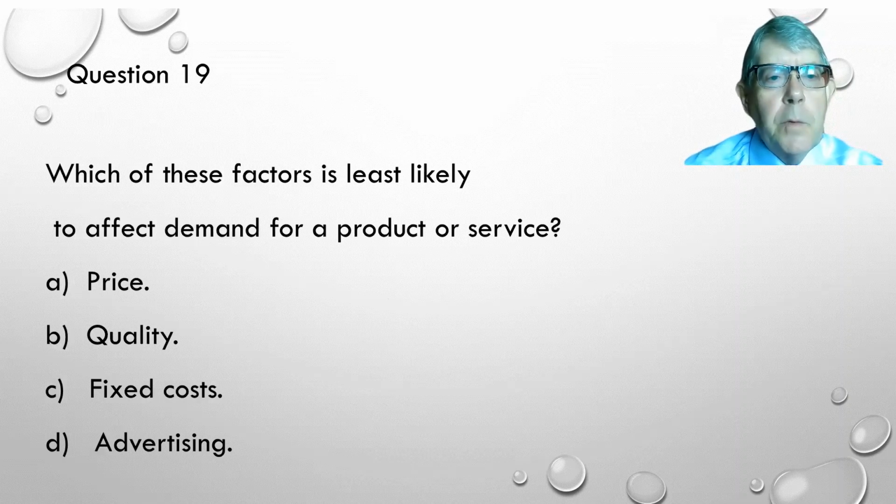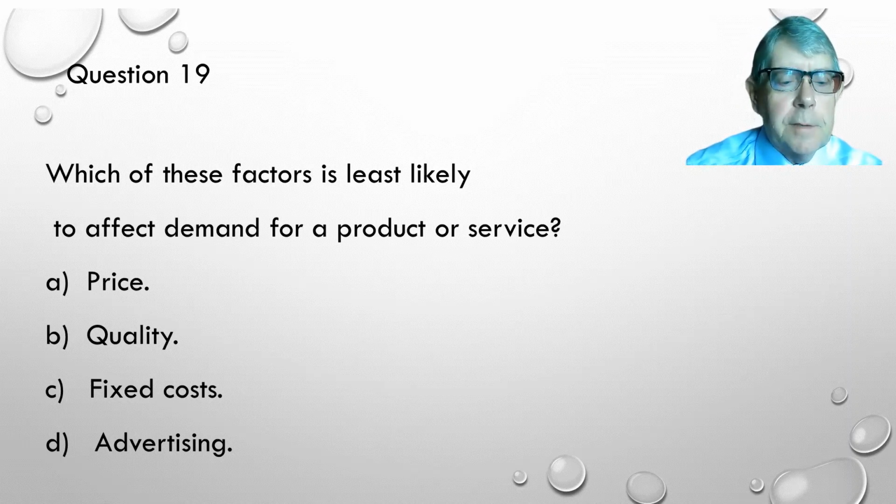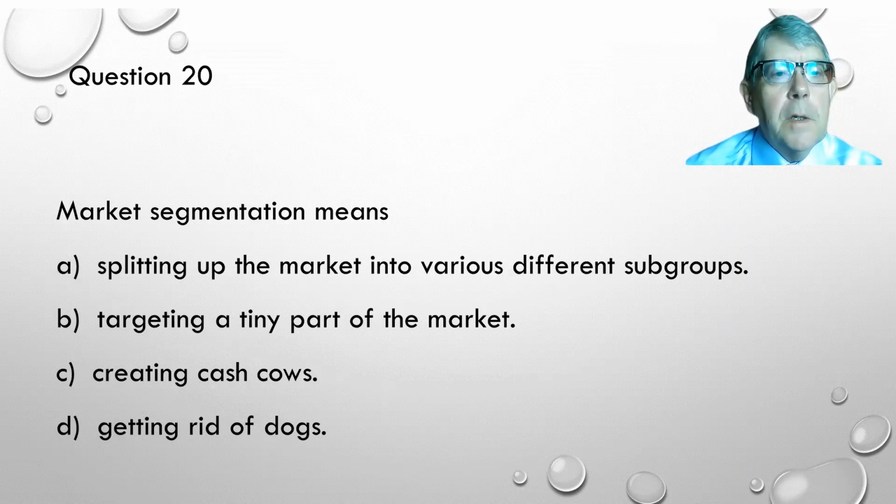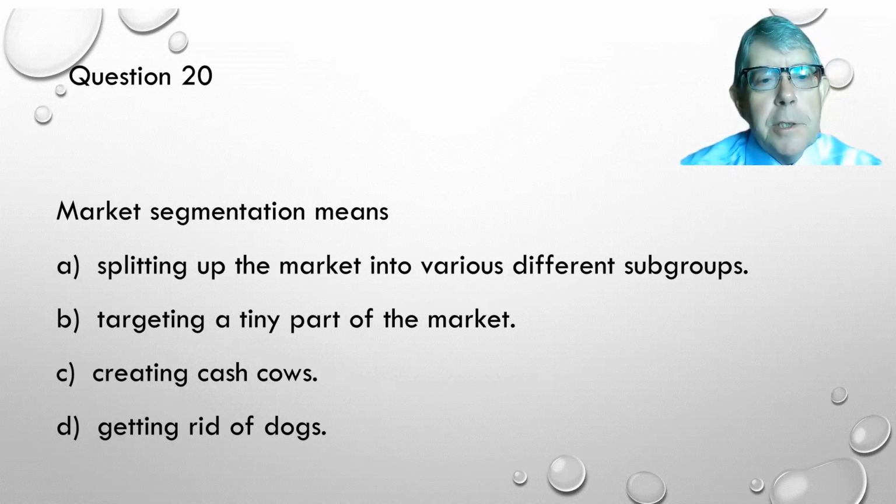Question 19. Which of these factors is least likely to affect demand for a product or a service? A, price, B, quality, C, fixed costs, or D, advertising. Question 20. Market segmentation means A, splitting up the market into various different subgroups. B, targeting a tiny part of the market. C, creating cash cows. Or D, getting rid of dogs.